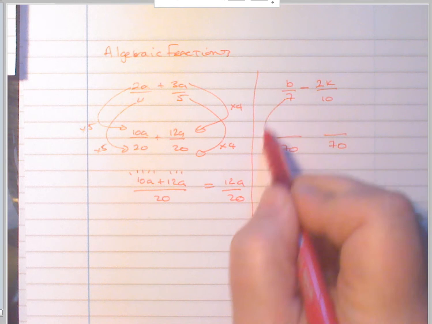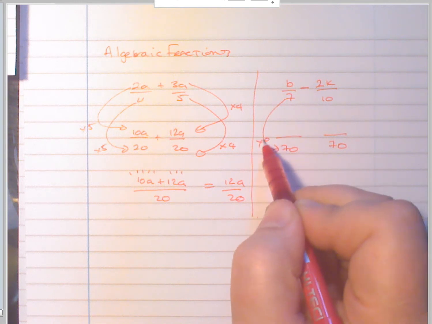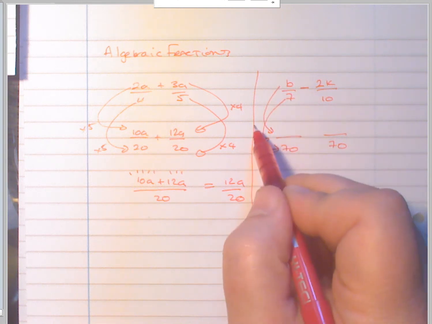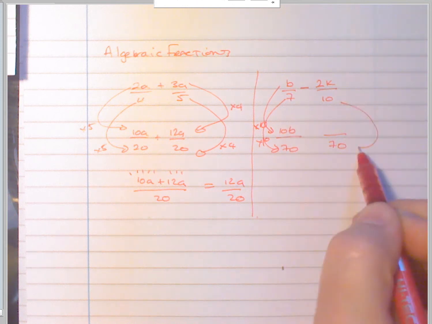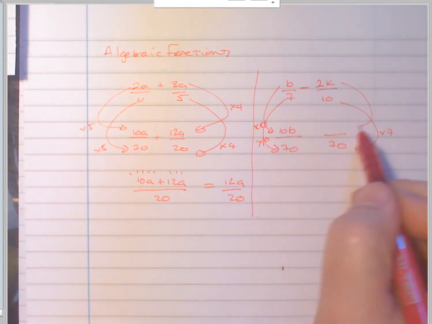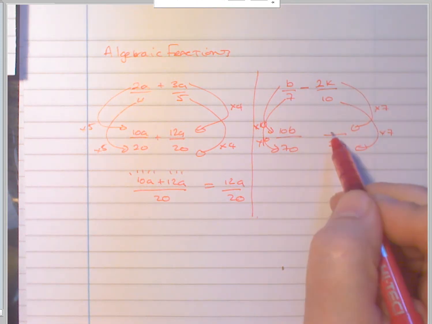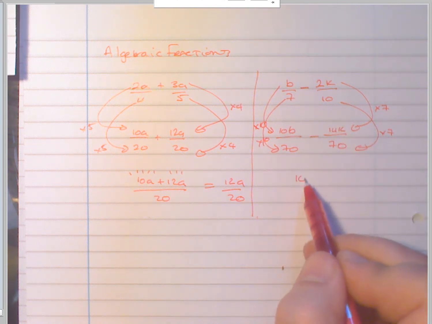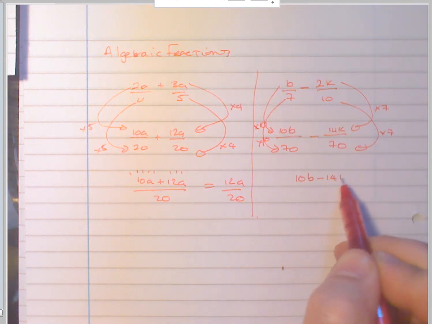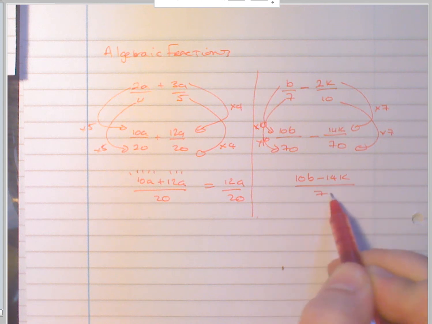This got multiplied by 10, so that has to be as well, giving you 10b. And this gets multiplied by 7, so that gets multiplied by 7. You get 14k over 70. Now, unlike before, these two terms are not like, so you just leave them separate.